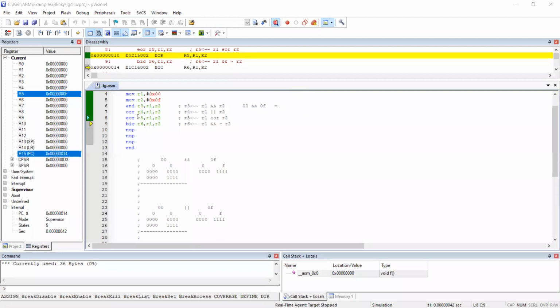So what is the answer for R5? Exclusive OR.